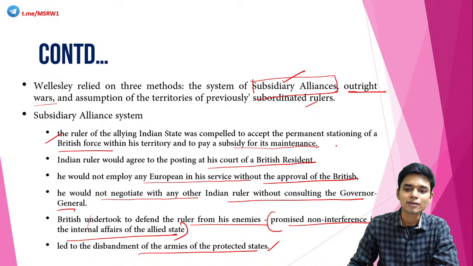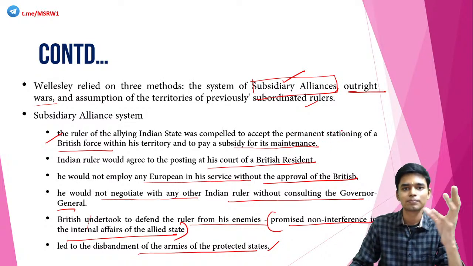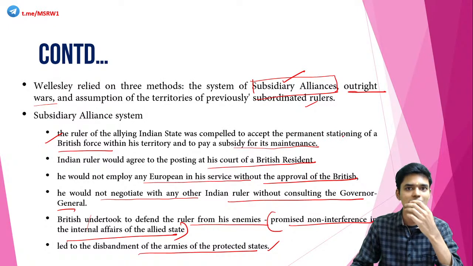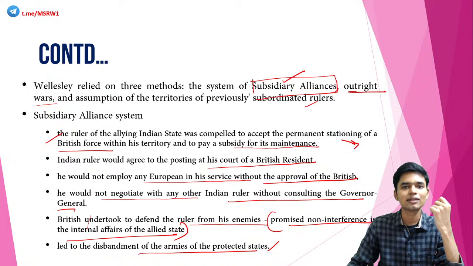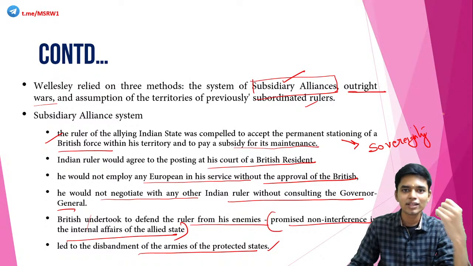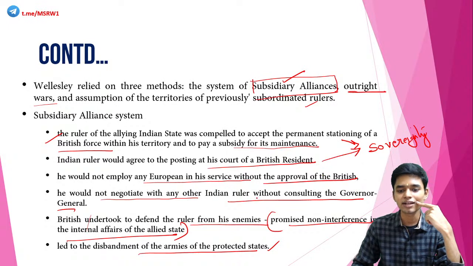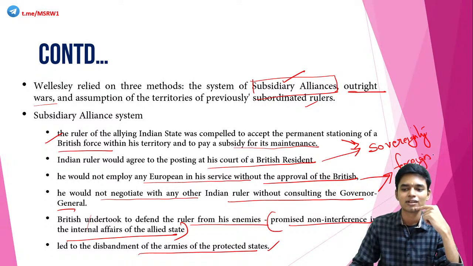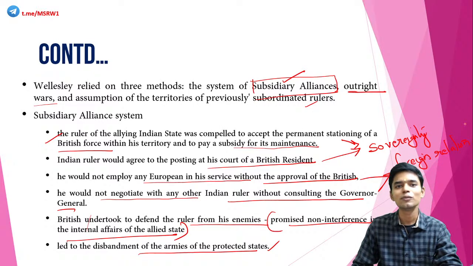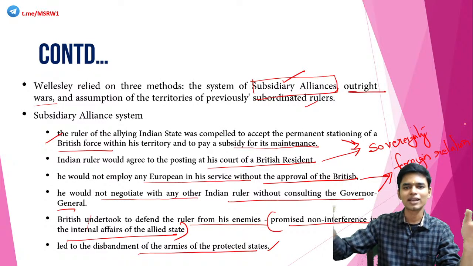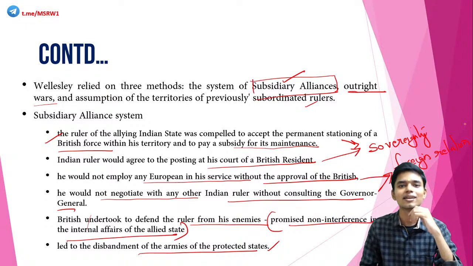Look at these points. By allowing a British army to be stationed in the ruler's capital, the ruler has effectively given away sovereignty. Correct? The Indian ruler would agree to the posting of a British resident at his court. Again, sovereignty is given away. He would not employ any European in his service without approval of the British. Similarly, he would not negotiate with any other Indian ruler without consulting the Governor General. His diplomatic power, his foreign relations, have been given to Britain. So sovereignty, diplomacy, everything has been handed over to Britain by the system of subsidiary alliance.